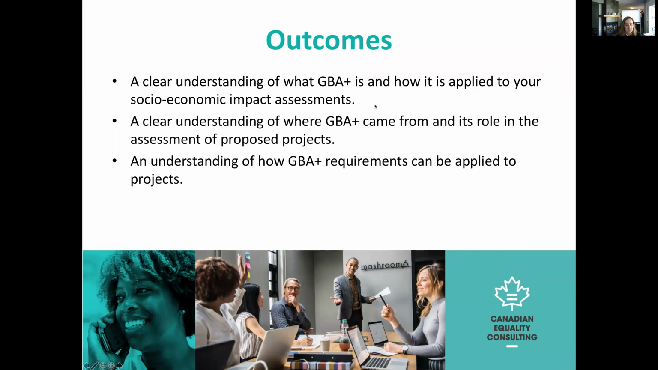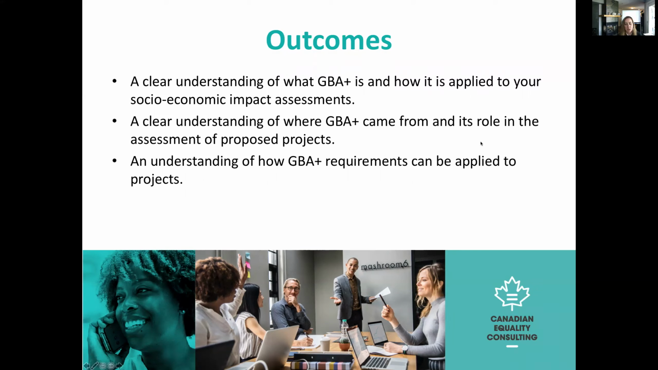So the key outcomes for today include providing you all with a clear understanding of what GBA Plus is and how it is applied to your impact assessments, as well as a clear understanding of where GBA Plus came from and its role in the assessment of proposed projects, and an understanding of how GBA Plus requirements can be applied to projects.